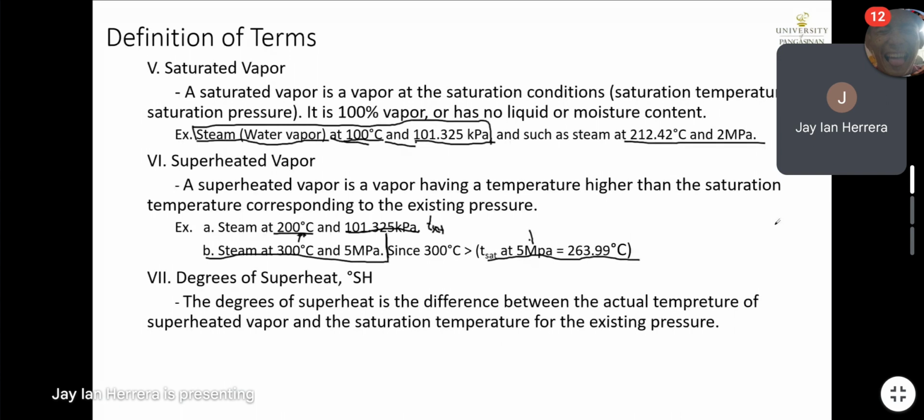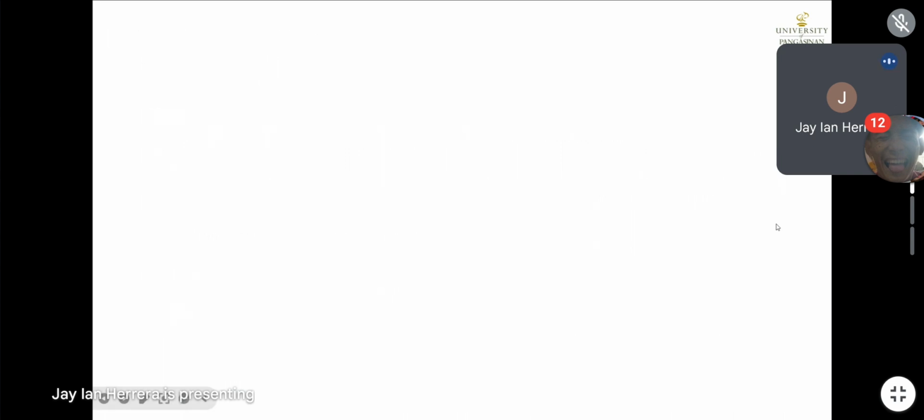Okay. So, next meeting sa Monday, tutukan natin yung sa wet mixture na lang. On how to get the moisture content of the steam. And then, hopefully, we can start with the power cycles. Solving na tayo with thermodynamics. Monday.